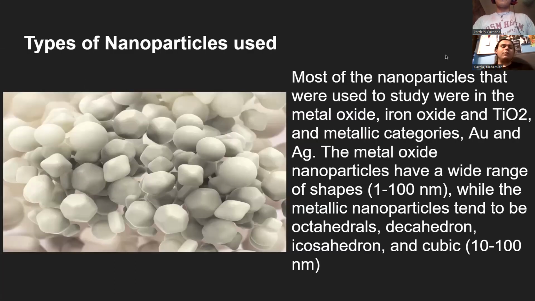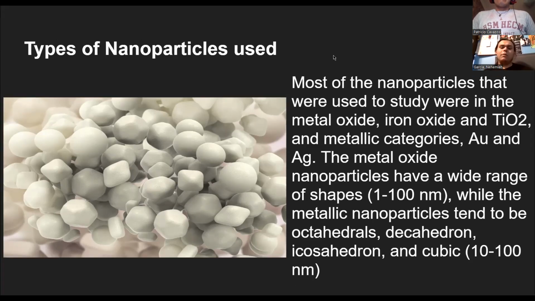Hello. So, the first thing I'll be talking about are the types of nanoparticles used in our first article. Most of the nanoparticles that were used were metal oxides, which are shown in the picture next to it, which consist of iron oxide and TiO2. And the other nanoparticles used were metallic categories, which end up being Au and Ag.